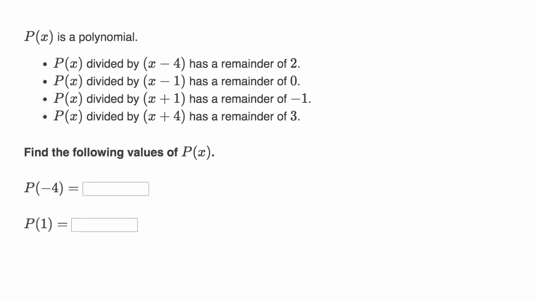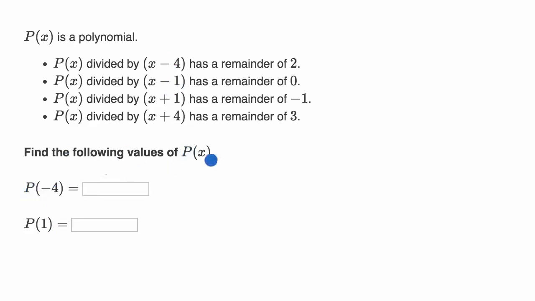So this next question tells us p of x is a polynomial, and they tell us what the remainder would be when you divide p of x by these various expressions. Find the following values of p of x, p of negative 4 and p of 1. Pause this video and see if you can have a go at it.